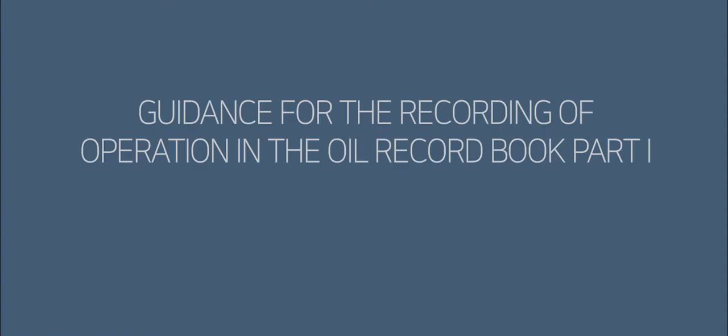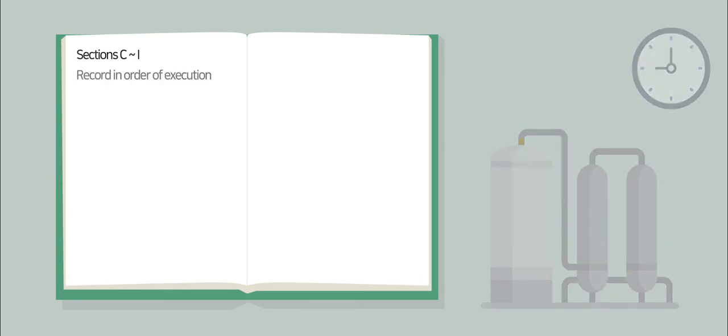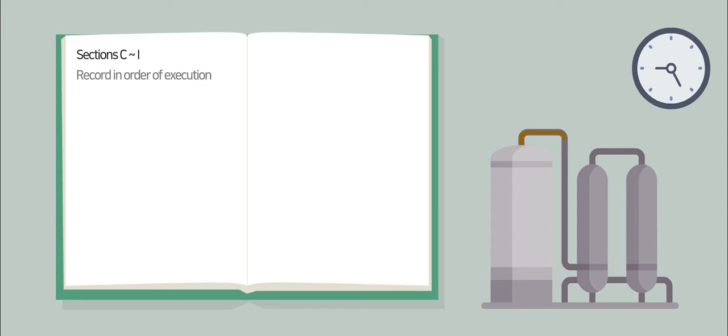From now on, we will learn how to record operations in the Oil Record Book Part 1 under MEPC.1 Circular 736 Revision 2. This guidance only includes sections C and I. Operations should be recorded in chronological order as they have been executed on board.